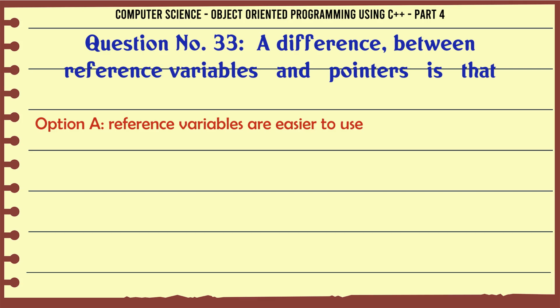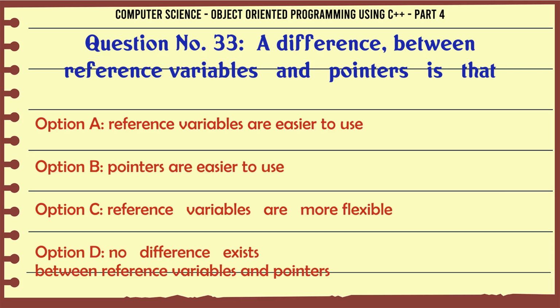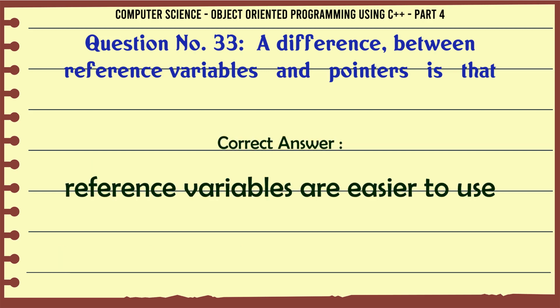A difference between reference variables and pointers is that A. Reference variables are easier to use. B. Pointers are easier to use. C. Reference variables are more flexible. D. No difference exists between reference variables and pointers. The correct answer is reference variables are easier to use.